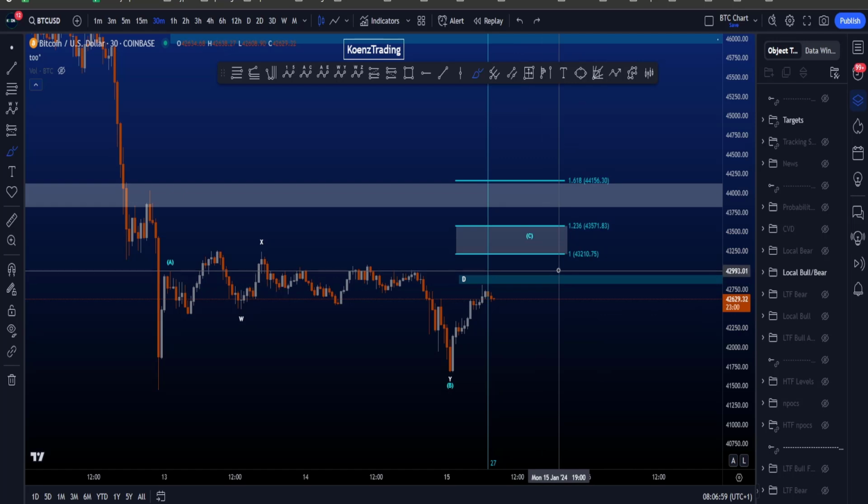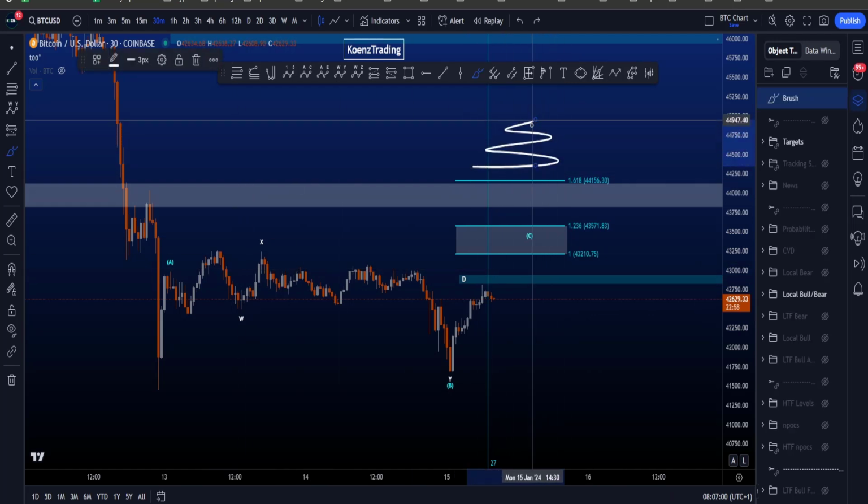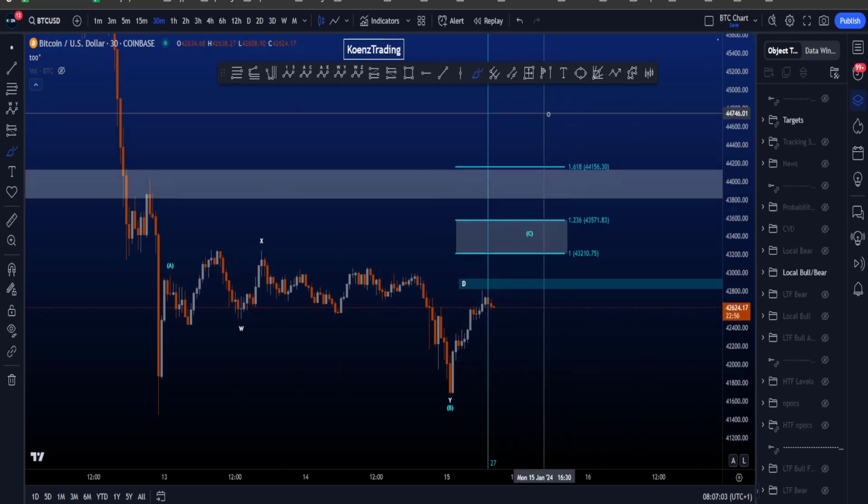And in this particular scenario, preferably, of course, we don't want to go too high and hit that 0.618 that I mentioned earlier at 44.4k and then 44.8k.